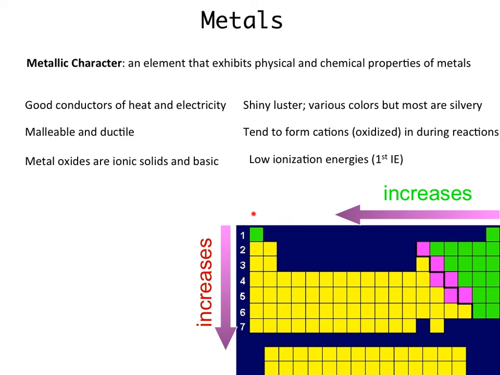If we look at the chart that we were viewing in the previous slide, you notice that metallic character increases to the left. Obviously, that's not going to be including the hydrogen atom here because it's a nonmetal. And going top to bottom, the metallic character also increases. So these are just the basic features of metallic elements.